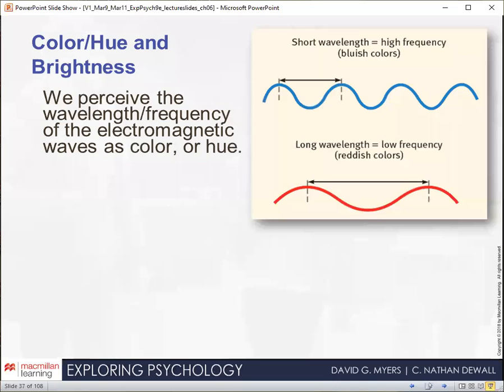So first, we have color or hue, and brightness. We perceive the wavelength or frequency of the electromagnetic waves as a color. So here we have a short wavelength or high frequency, and we tend to see those as bluish colors. We have a longer wavelength or low frequency, we tend to see those as reddish colors. So again, it should be noted that this is what is happening in us. When we look at something and we see it as being red, it really is not red. That's just how we perceive the color of that item based on our capabilities.